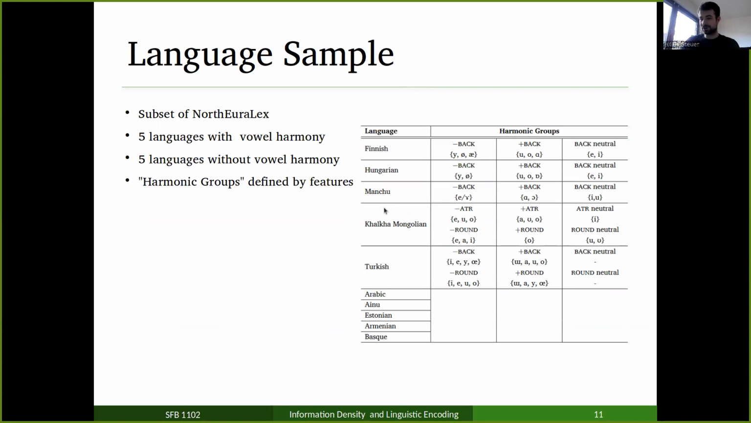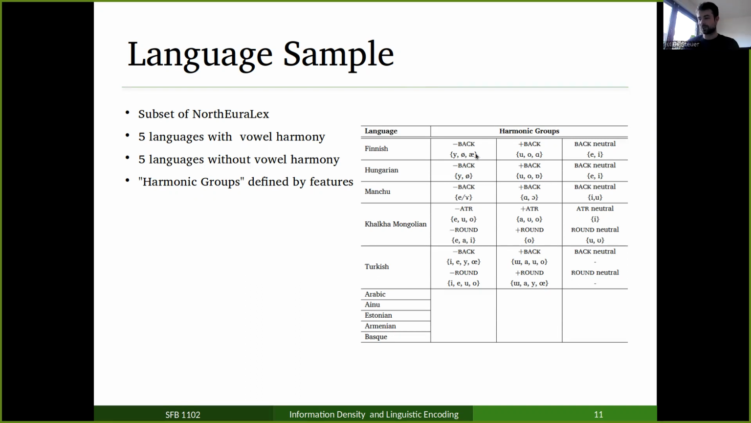So we used a small subsample of the NorthEuraLex languages to quantify vowel harmony. We chose 5 vowel harmony languages: Finnish, Hungarian, Manchu, Khalkha Mongolian, and Turkish. Mainly because those are languages in which vowel harmony is strong and relatively easy to recover. And they also have transparent harmony systems that should not be too difficult to model. Khalkha Mongolian is kind of an exception to this, as it has 2 types of harmony, which both have neutral vowels. It's by far the most complex language in our sample, but the others are kind of straightforward.